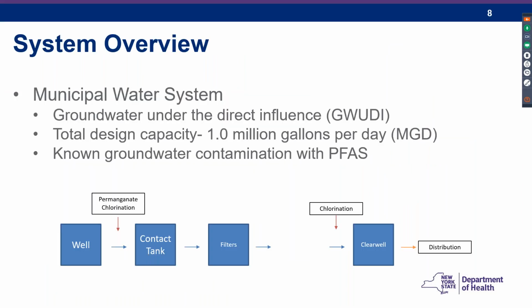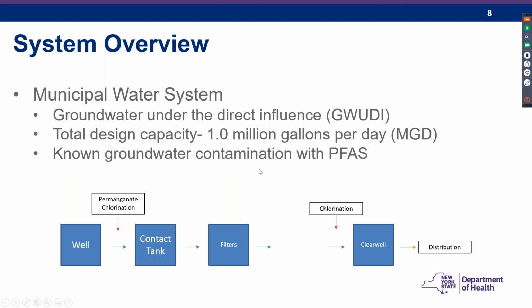So what we did, and I'll give you a system overview first. It was a medium-sized municipal water system. It was a GWIDI system. They had been determined GWIDI some 10 years before this event, and as a result of the GWIDI determination, they installed microfiltration.